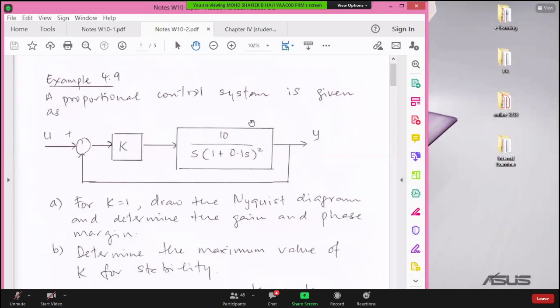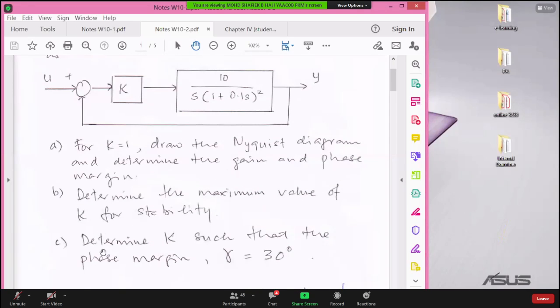Okay, so given that, this is now what you need to do. The question may ask you to draw the Nyquist diagram for k equal to 1, and then determine the maximum value of k for stability. This question wants to know how big you can design your controller, how big the value of k can be until you reach instability. So that's the first task. What is the range of k that you can have so that the system is still stable?